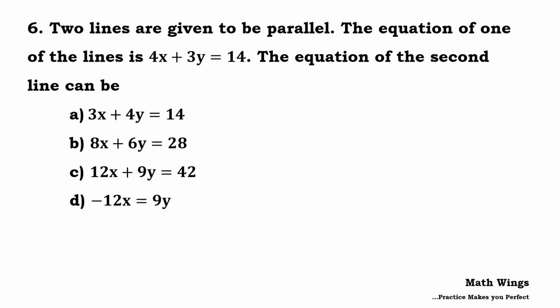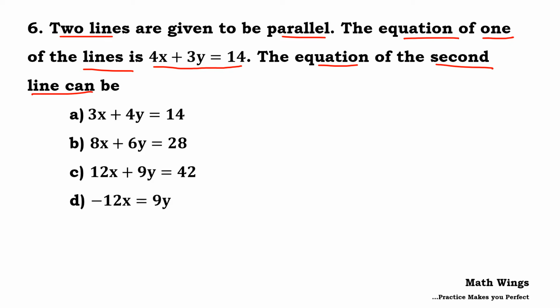Two lines are given to be parallel. The equation of one of the lines is given by 4x plus 3y is equal to 14 and we have to find the second equation over here. Therefore, how can we find the answer?